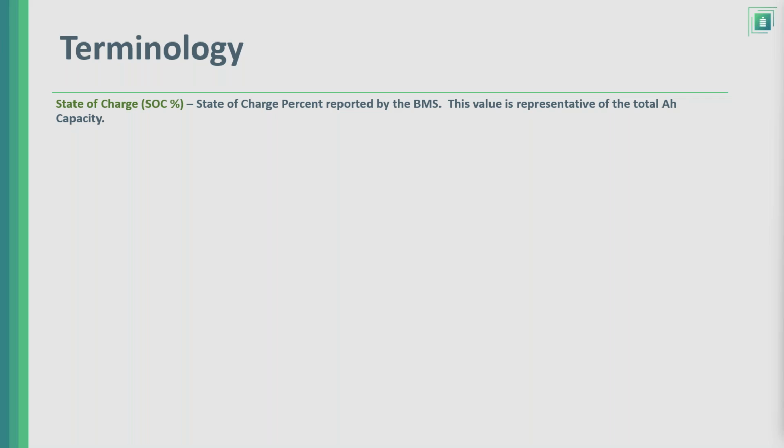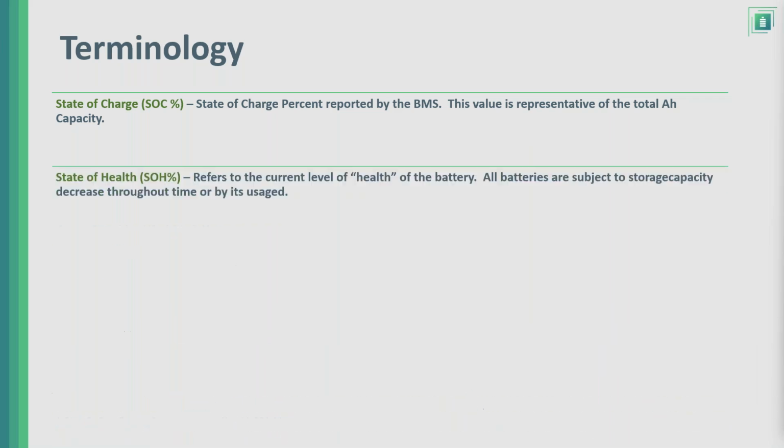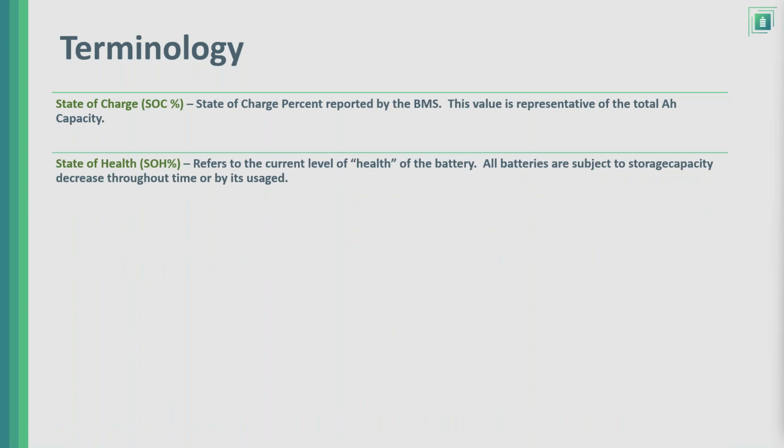It is an important term or value, because that's what is going to tell us, as the user and owner of the system, at which point the battery is: if it has been depleted or charged, or at which point of the charging process the battery currently is. So state of charge is one of the most important terms. Next, state of health.